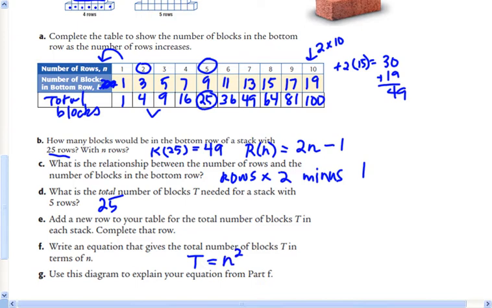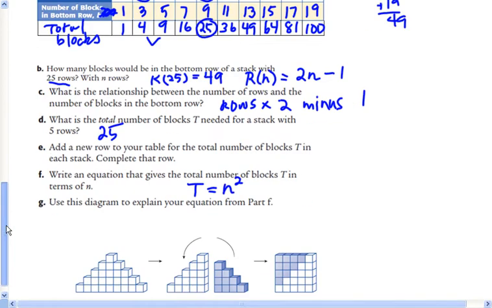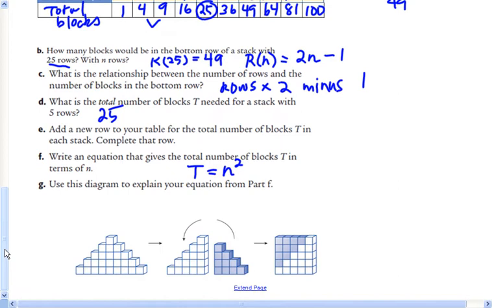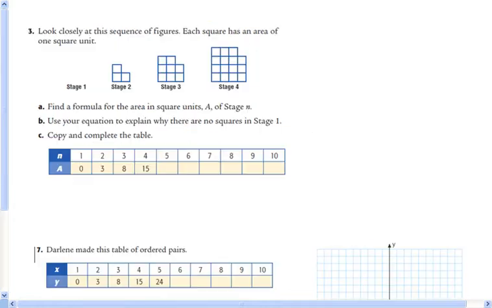Use this diagram to explain your equation from part F. So what they did is they split it off so that the number of columns is the same as the number of rows, and then flip the extra leftover piece on there, and notice we got a perfect square, and that square is n by n, the number of rows times the number of columns. So we end up making n times n equal to the total.